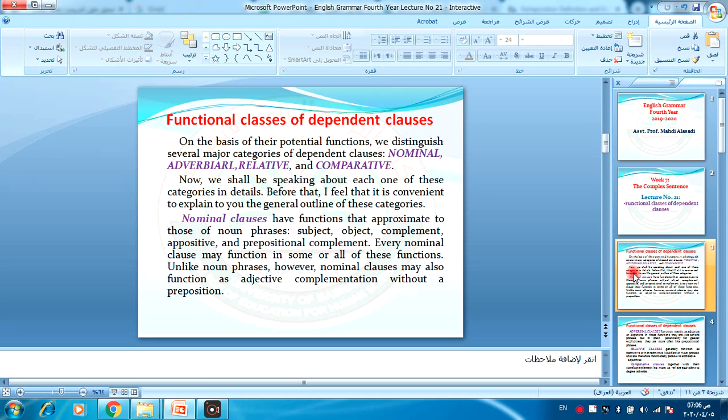Let's start with nominal clauses. The nominal clauses have functions that approximate to those of noun phrases. So they are just like noun phrases in that they may function as subject, object, complements, appositive, and prepositional complement. Every nominal clause may function in some or all of these functions. However, they are unlike noun phrases in that they may also function as adjective complementation without a preposition.